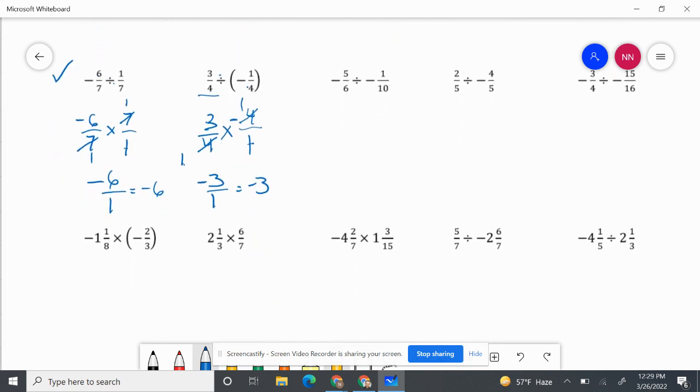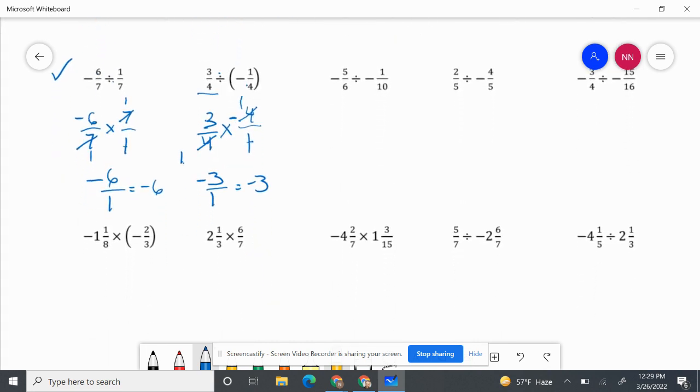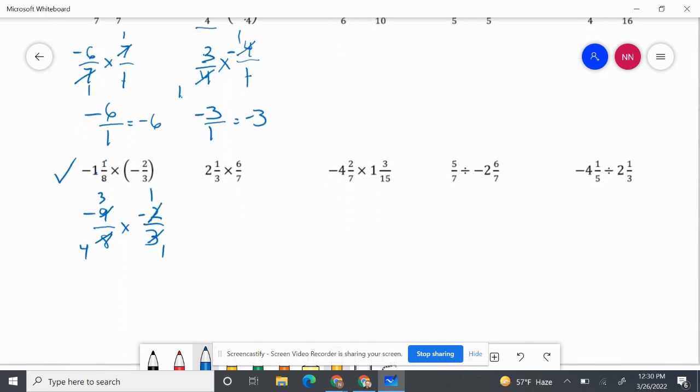Now, when we're looking at our mixed numbers, I'm going to change it into an improper fraction. 8 times 1 is negative 8. Plus 1 is negative 9. I'm going to multiply that by negative 2/3. I cancel the 2 and the 8, the 3 and the 9. So what I get is negative times a negative is a positive. 3 times 1 is 3. 4 times 1 is 4.